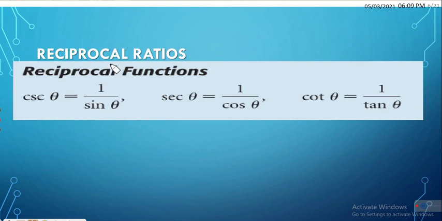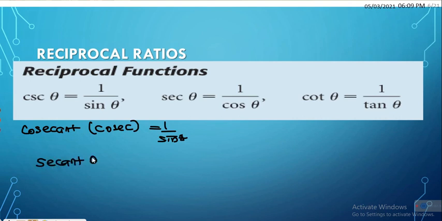Okay, we can find the reciprocal of sine, the reciprocal of cosine, the reciprocal of tangent. Of course, the reciprocal of sine is called cosecant, in short form cosec, and it equals 1 over sine theta. And the one we call secant theta, which is the same thing as sec theta, equals 1 over cos theta.